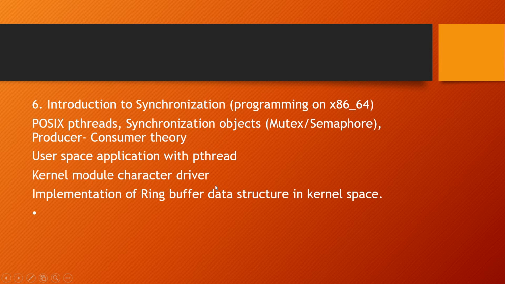Next one is synchronization. I'll talk about POSIX threads. Synchronization objects, we will use either mutex or semaphore. I will explain producer-consumer threading model. We will basically write a user space application and also a kernel module to utilize the concept. We will also implement a ring buffer or circular buffer in kernel space to store our data.